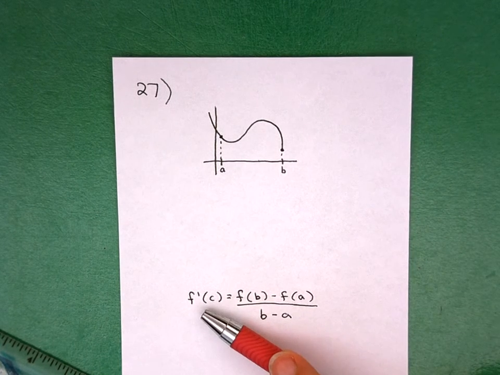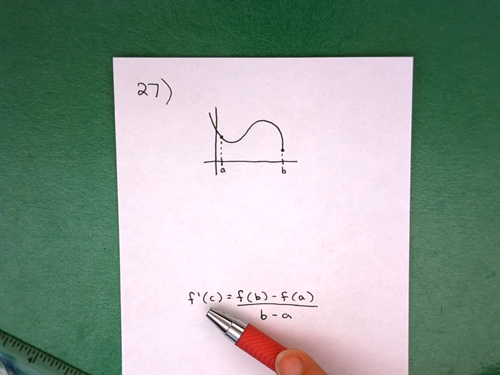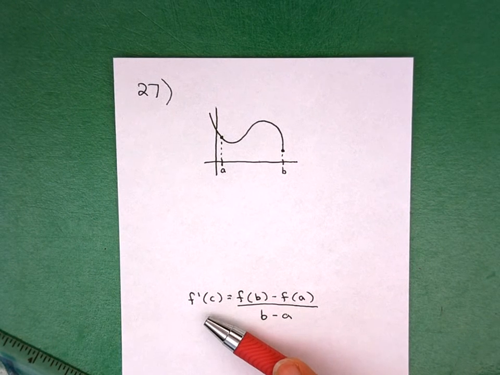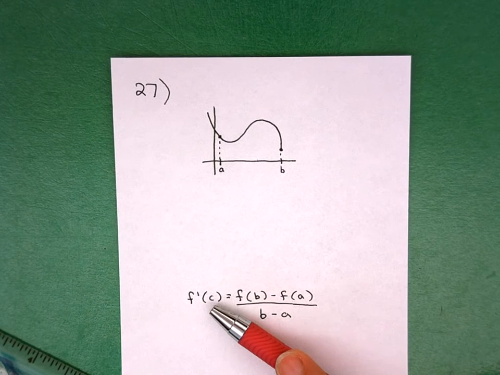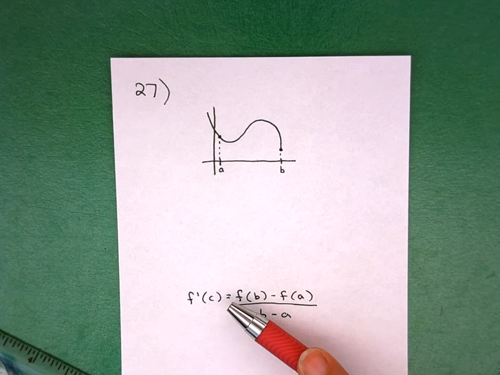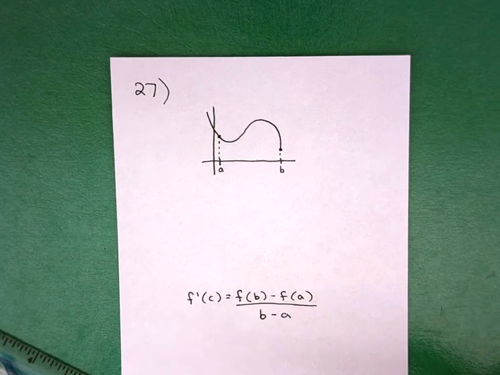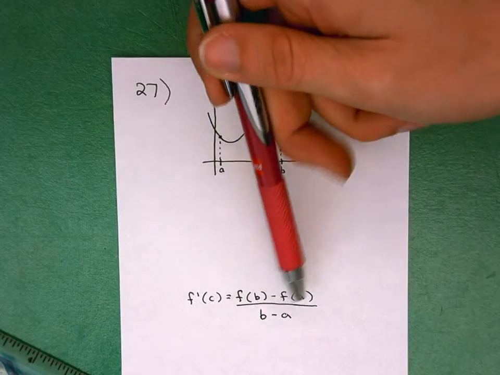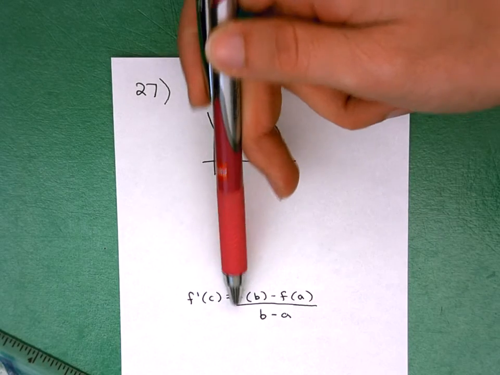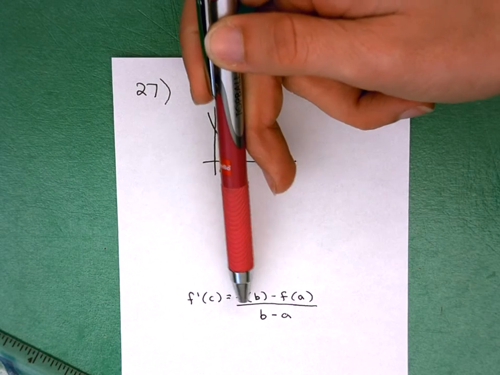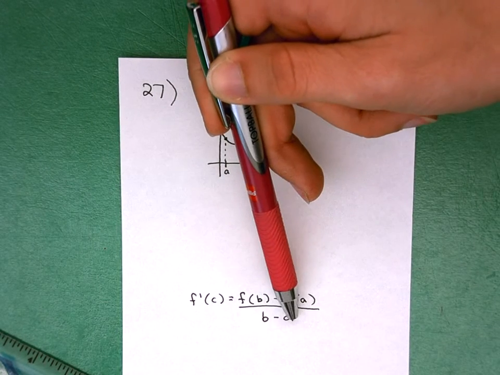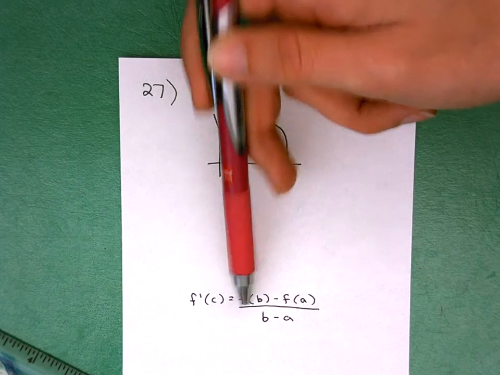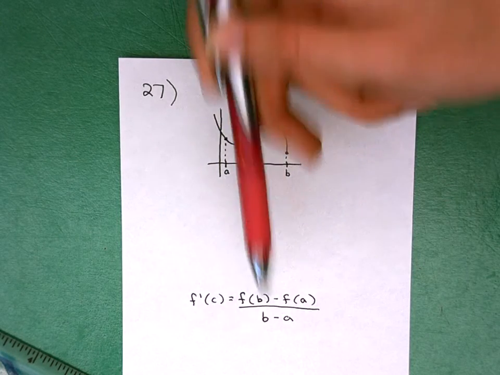So f prime of C. Okay, quick refresher here. Derivative is the slope of our tangent line. Right, so the mean value theorem says there's a tangent line whose slope is equal to f of b minus f of a over b minus a. This is the slope formula, right? Change in y over change in x, y2 minus y1 over x2 minus x1. Okay, and so this is the slope of a line connecting B and A.